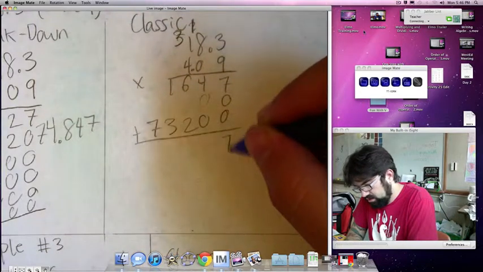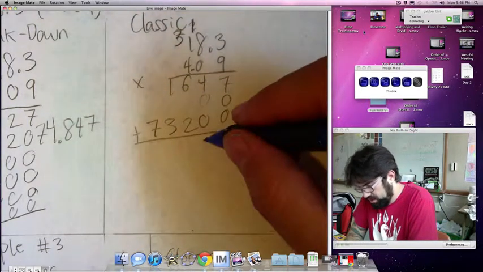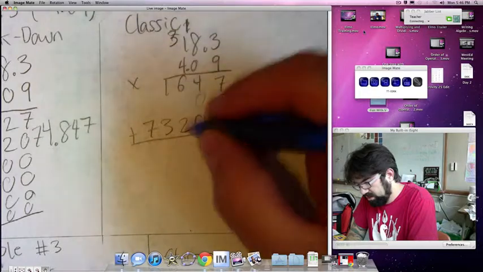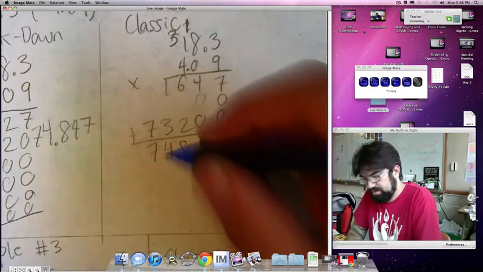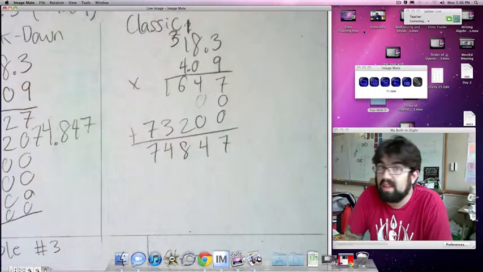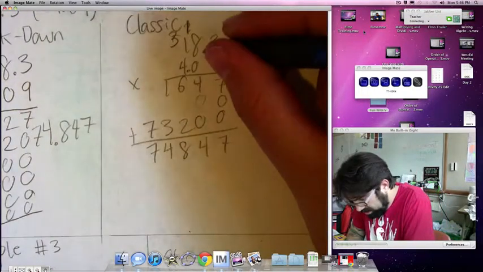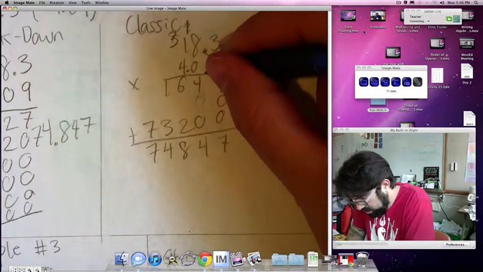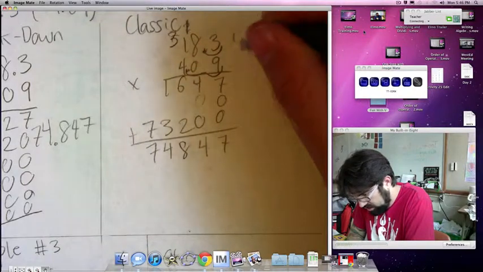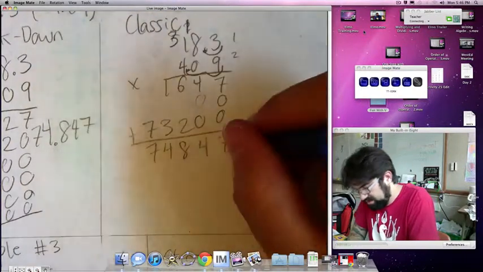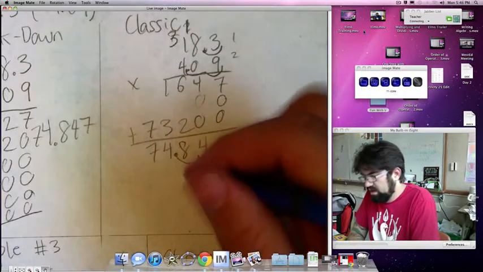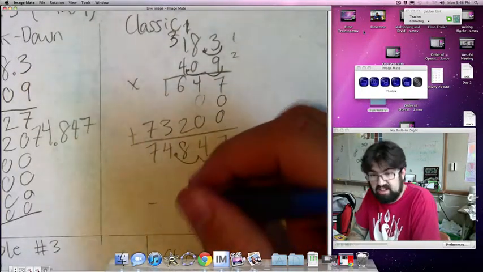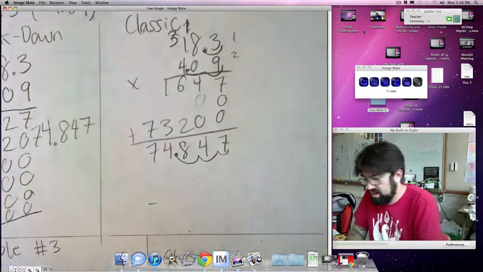7. 4 plus 0 is 4. 6 plus 2 is 8. 1 plus 3 is 4. Bring down the 7. Not done yet. 1 decimal place, 2, 3. So we've got 1 and 2, makes 3 decimals. So here we go: 1, 2, 3. And remember it's negative because a positive times a negative is a negative.